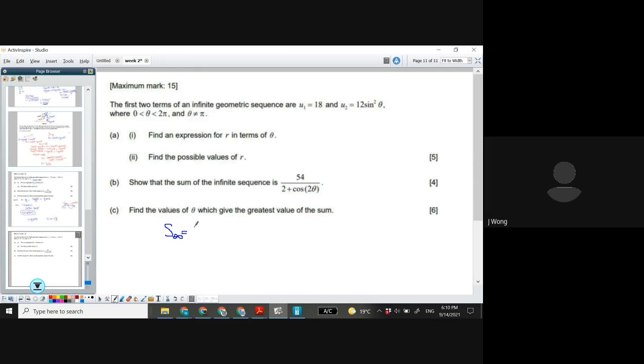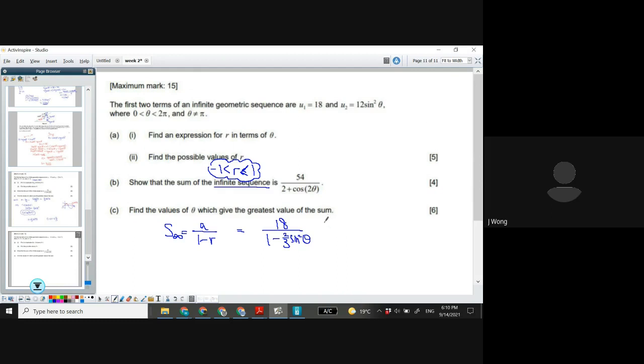I could use it when it is an infinite sequence, which means the common ratio will be in between -1 and 1, not including -1 or 1. So that will be A divided by 1 minus R. So using the first term, 18 divided by 1 minus our common ratio, which we found as 2/3 sine squared theta. So that's directly applying the formula.